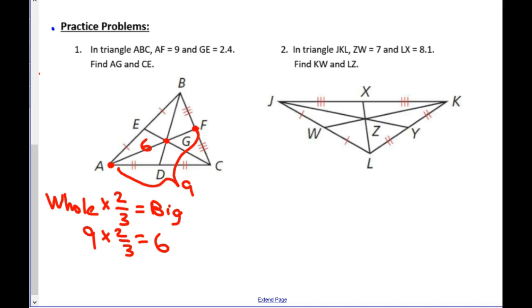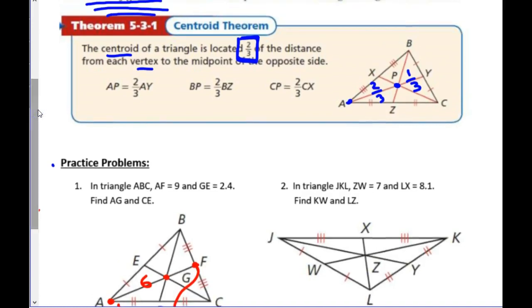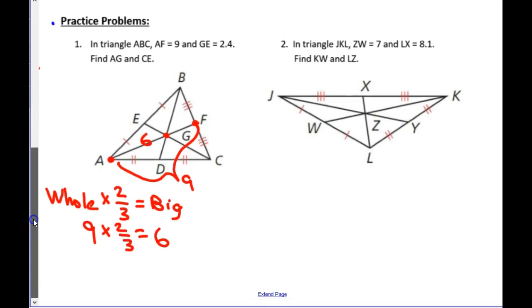So let me stop right here. Does anyone have a question on how I got 6? Yeah, anytime you have the whole segment, if I had EC times 2/3 would give me GC. Okay, back it up. How did we get 2/3? We know if we have a centroid, from the center to the corner is 2/3, all the time. And that means from the center to the other midpoint is 1/3. We're going to get to that next.